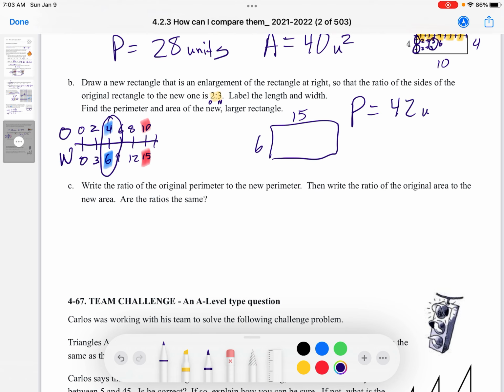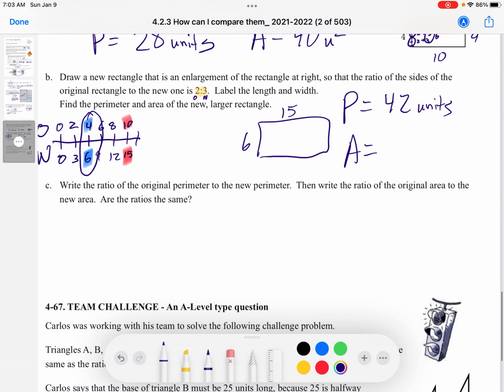42 units. Area is 6 times 15. 6 times 15 is 90 square units. You can do the math on your own there.